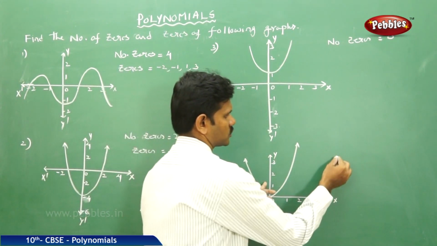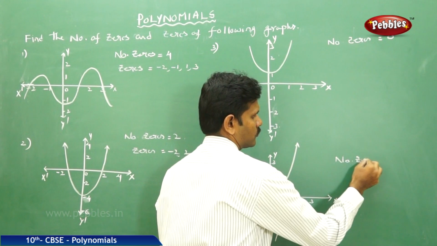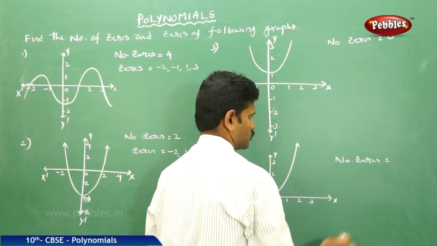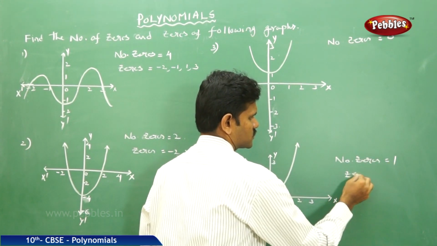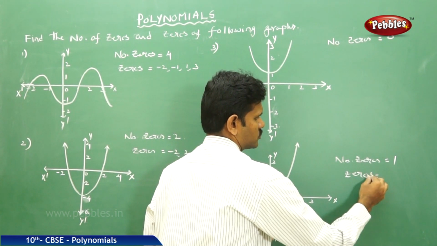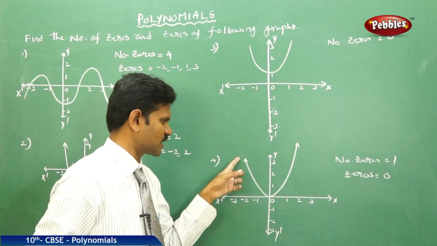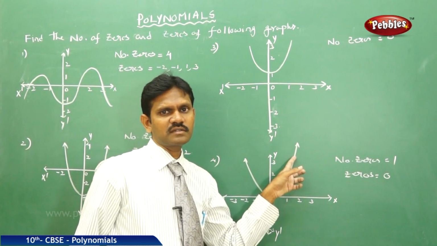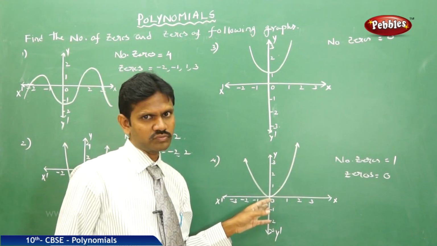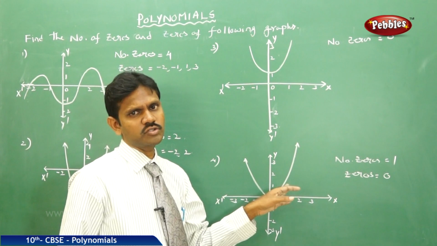Next, come to the fourth one. Number of zeros is equal to 1. Zero is equal to 0. Why? Because the graph touches the x-axis at the point 0, that is 0, 0. The x value is 0.